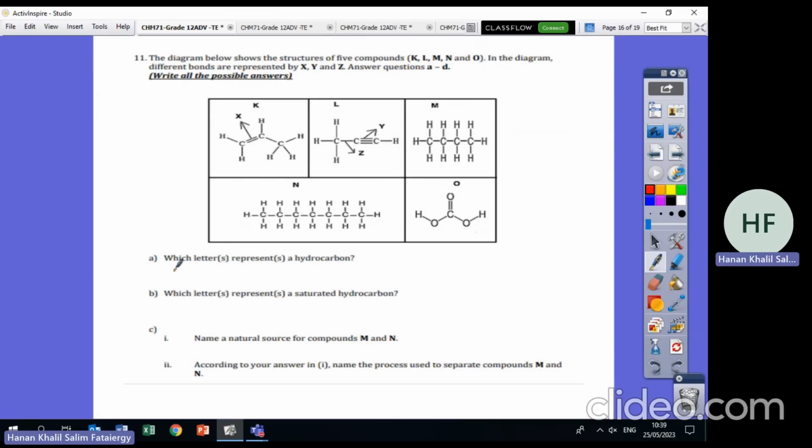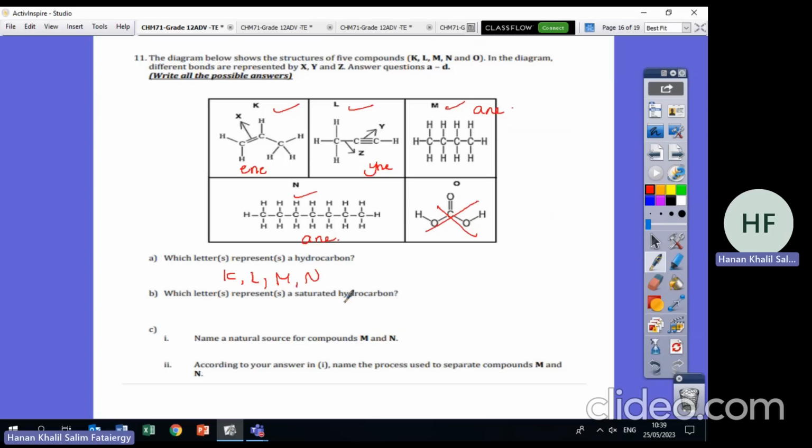Okay, now which one represents a hydrocarbon? Also pause the video and try to answer this question. Of course this one K is a hydrocarbon, L is a hydrocarbon, this is alkene, this is alkyne, and this is alkane. This is also alkane, but this one has oxygen, so it's not a hydrocarbon. So which one is a hydrocarbon? You will say K, L, M, N.